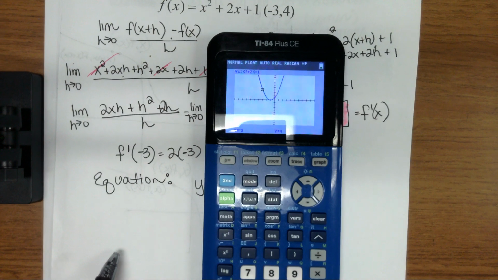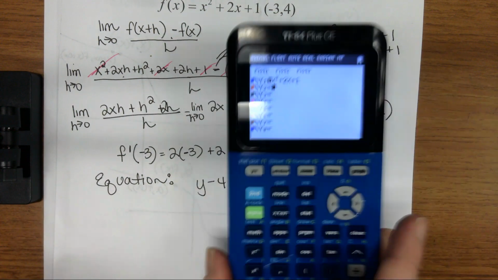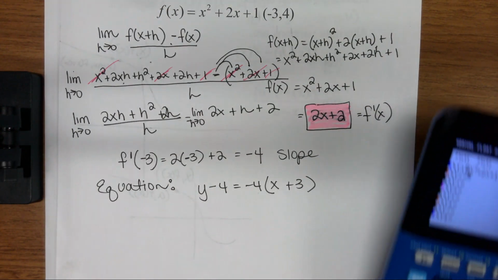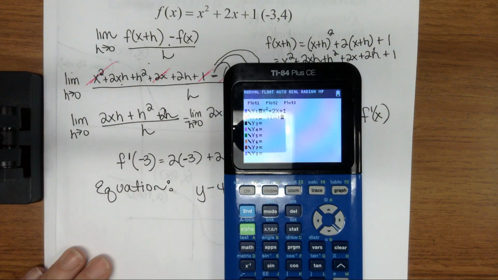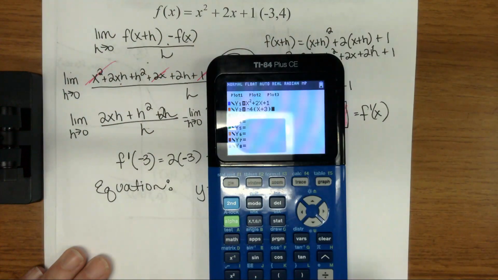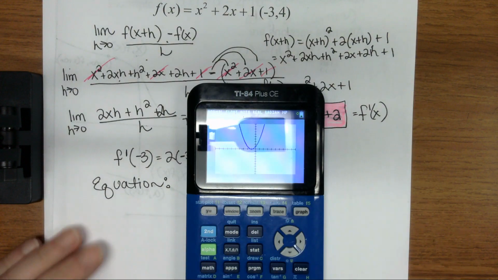Are you ready? In our Y2, we're going to put this in, but we got to move that 4 to the other side. Don't do any work besides that. -4 parentheses x plus 3 plus 4, right? If I moved that to the other side. Yeah. Graph.